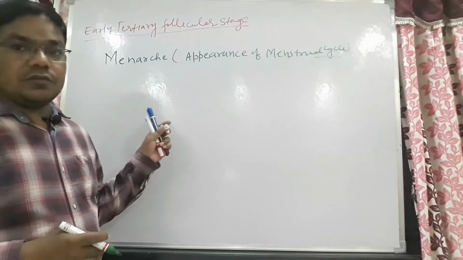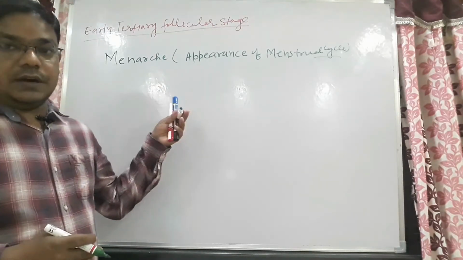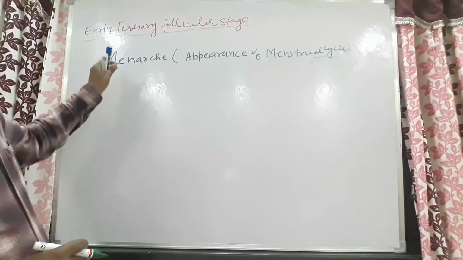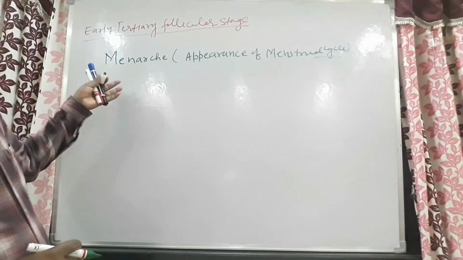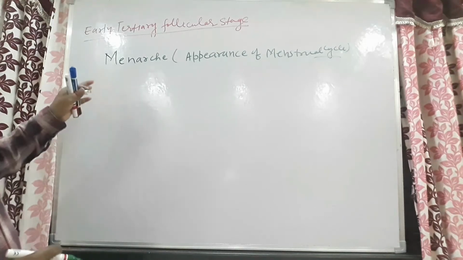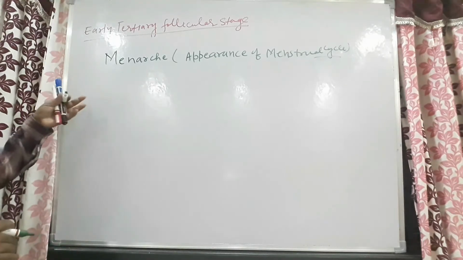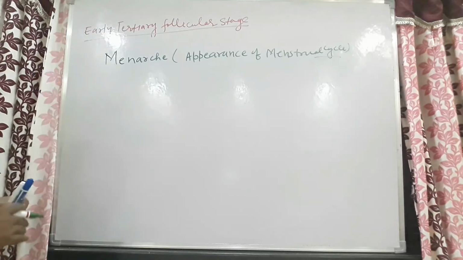The secondary follicular stage was present at the time of puberty, but this tertiary follicular stage will be attained at the time of menarche, that means appearance of the menstrual cycle itself.